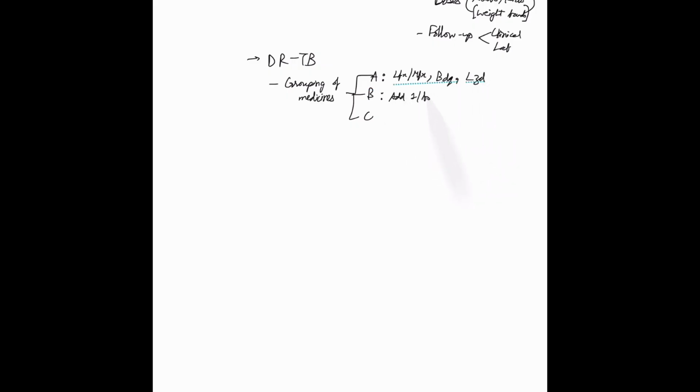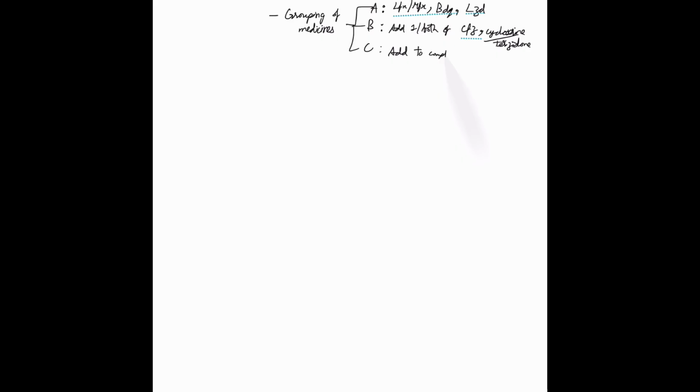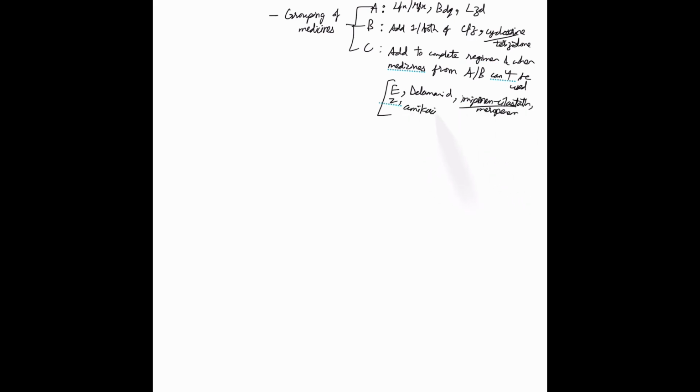Then you have drug resistant TB, in which medicines are grouped into group A, B, and C. Group A has levofloxacin or moxifloxacin, bedaquiline, and linezolid. Group B, you can add one or both of clofazimine and cycloserine or terizidone. Group C, you have to add to complete the regimen, and when medicines from A or B cannot be used. So you have ethambutol, delamanid, imipenem-cilastatin or meropenem, pyrazinamide, amikacin, ethionamide or prothionamide, and para-aminosalicylic acid.